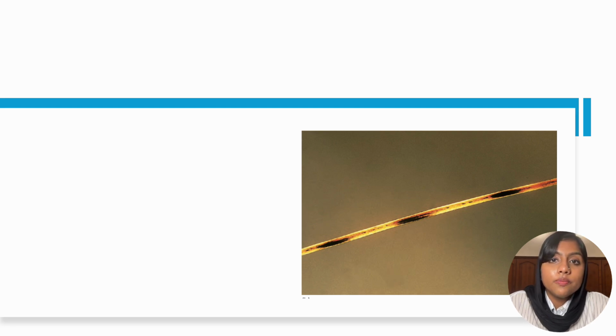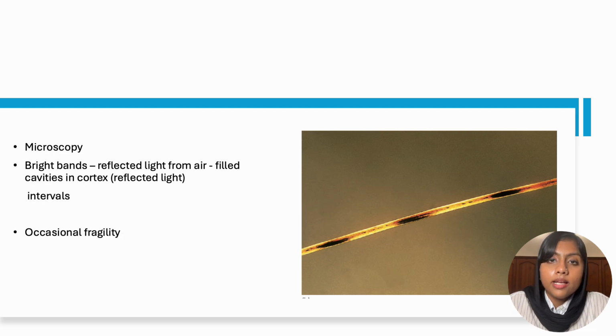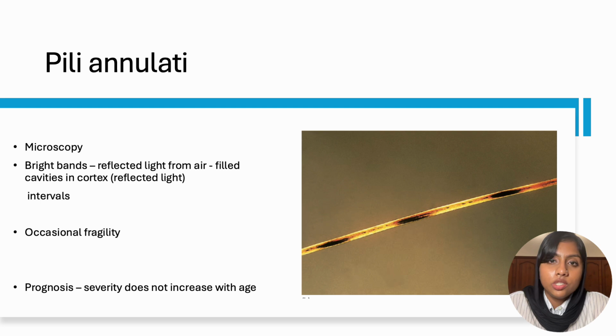Something similar that we have learned before in hair shaft disorders part 1 is trichothiodystrophy. But there, as you know, the alternate light and dark bands are because of the broken hair shaft due to the sulfur defect. So you need to know what is causing the microscopic image that you're seeing. In this case, because of the air bubbles in the hair cortex, the hair might occasionally be fragile as well. But the prognosis is that it generally doesn't worsen with age. This is what we call pili annulati, and the name is because of the annular nature that it has.